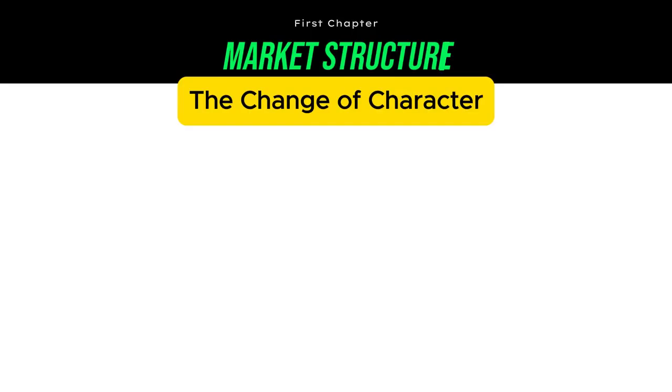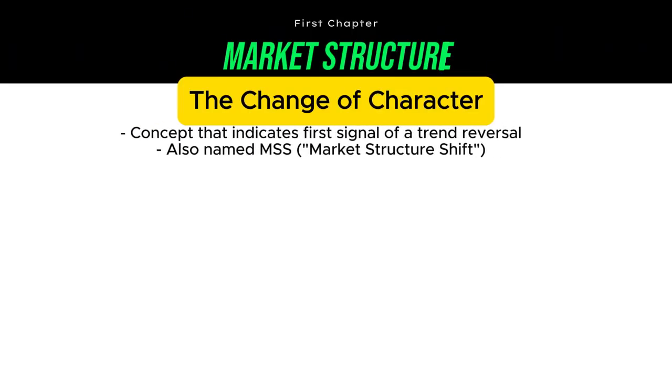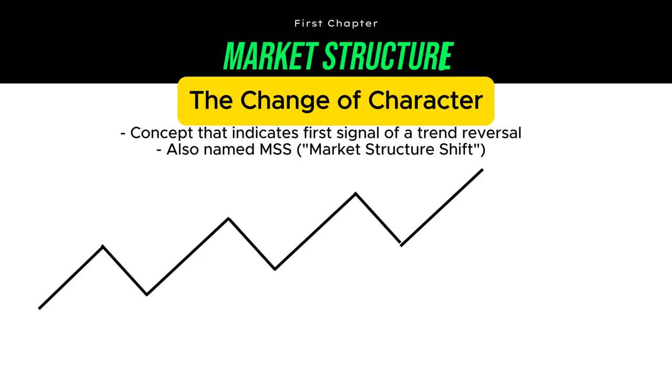The change of character, also named as market structure shift, is another concept used by smart money that indicates the first signal of a trend reversal. Let's go straight into the examples starting from a simple uptrend price action. Price going up, pull back, and breaks the high. Pull back, breaks the high, pull back, breaks the high.